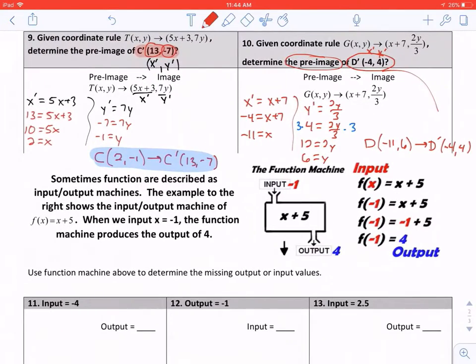Almost finished. Just another way to look at this input-output process, whether it be a function or a coordinate rule, is that there's this function machine. You put something in, some stuff happens, and then something comes out. This particular function machine, the stuff that's happening is that whatever x value you put in, you're going to always add 5 to it. So let's look at using that rule.